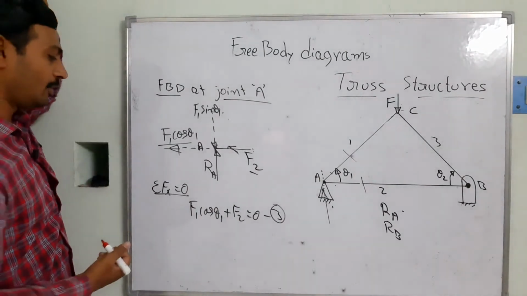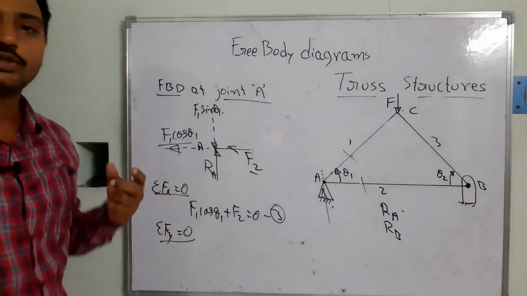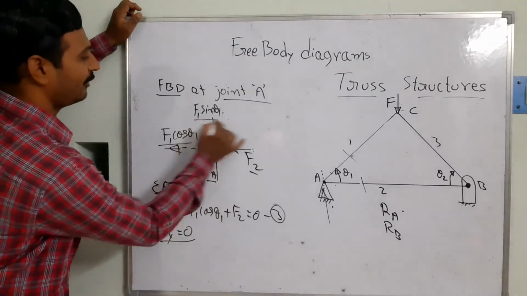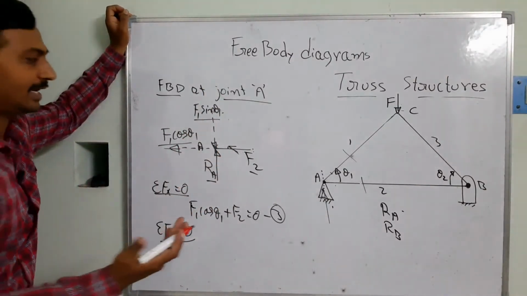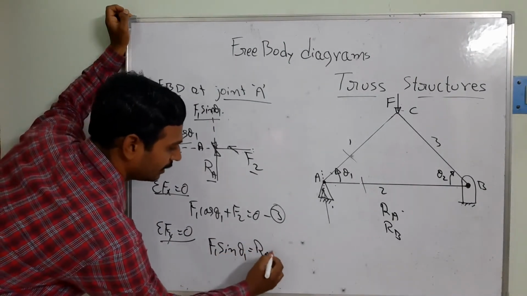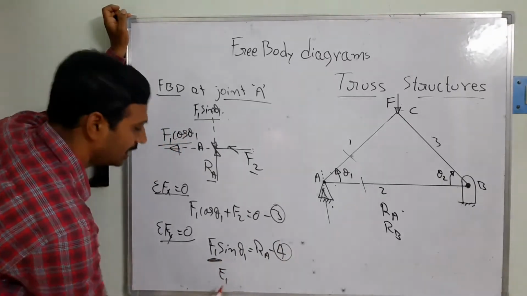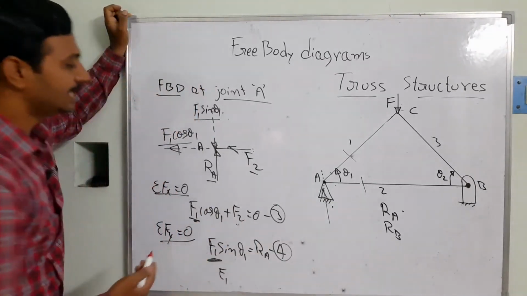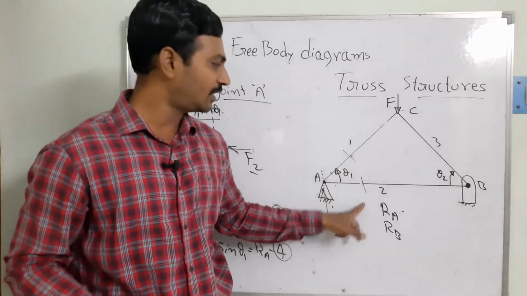Similarly, I am going to take sigma Fy equal to 0. In this equation, only two forces are coming, that's RA and F1 sin theta 1. Upward direction is going to be negative, downward direction is positive, whatever you can take, that's going to be F1 sin theta 1 is equal to RA. From this fourth equation, I can find out F1. Once I calculate F1, I will substitute it in the third equation, and then I can calculate F2 also. This way we calculate F1 as well as F2 in their respective members after we cut it.